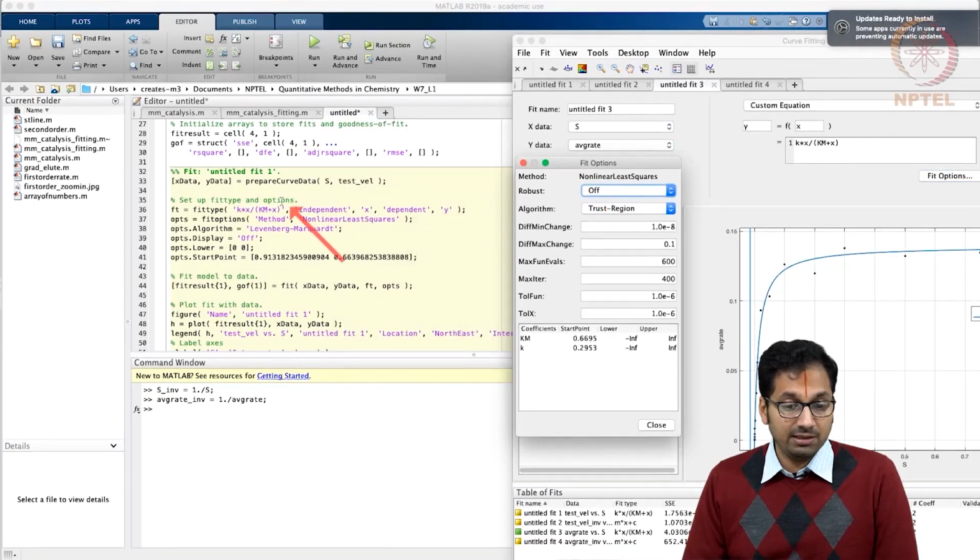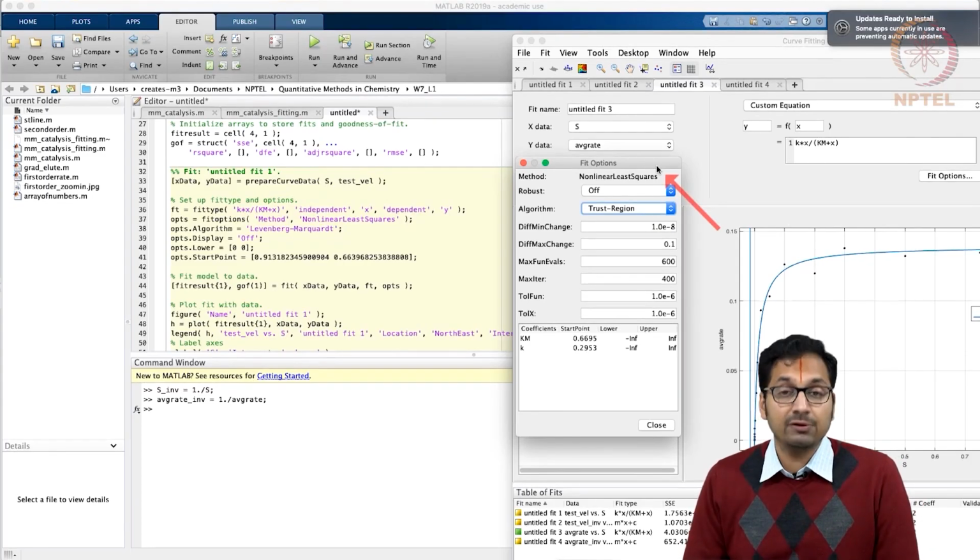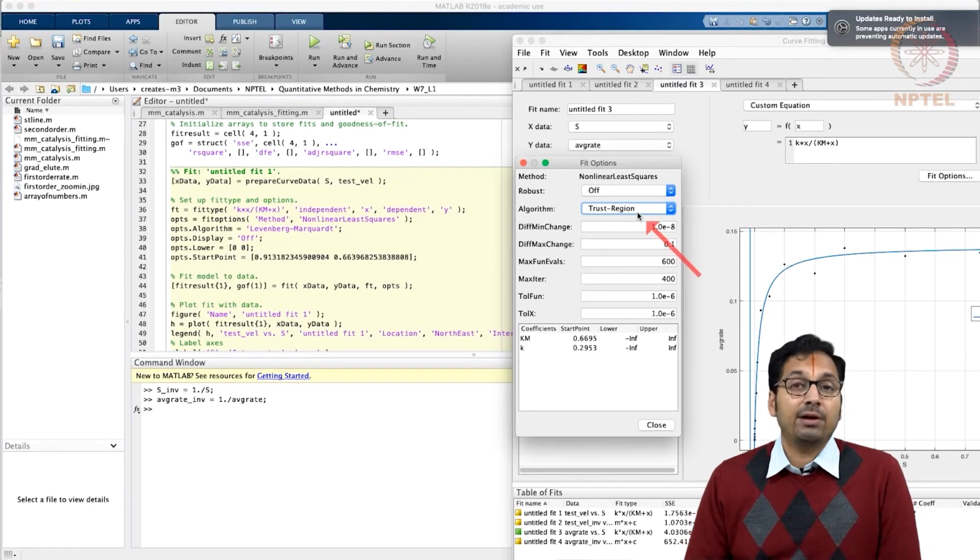So if you see here, the method that is used is a non-linear least squares fit, and the algorithm that's used here can be changed to Levenberg-Marquardt. These are different algorithms. I am not going to go into the details of it. I am sure if you research a little bit, you will be able to understand the difference between the trust region algorithm versus the Levenberg-Marquardt, and then whether to display the data points, and what the lower limits are. So basically we can change the lower limits so that the fits can start wherever it is.